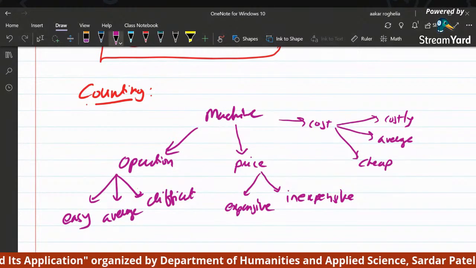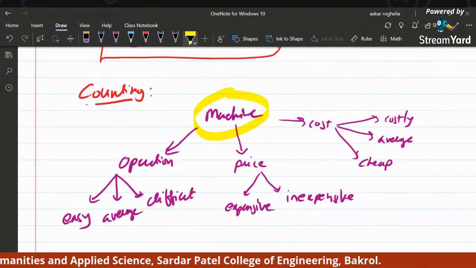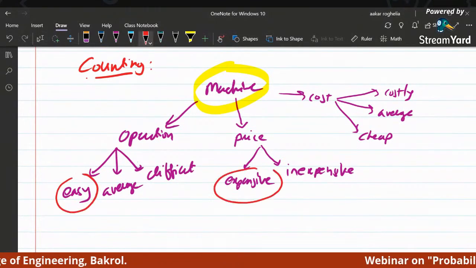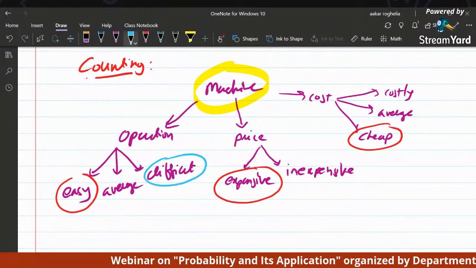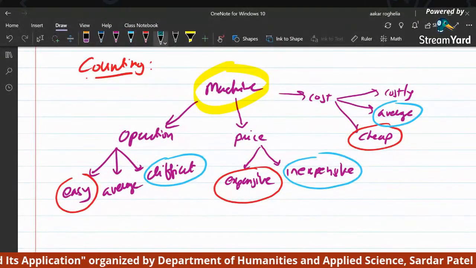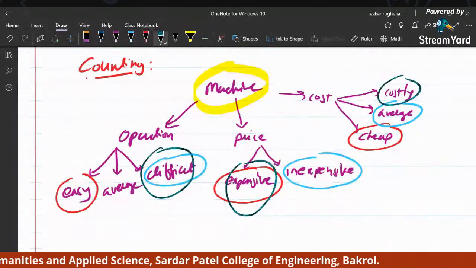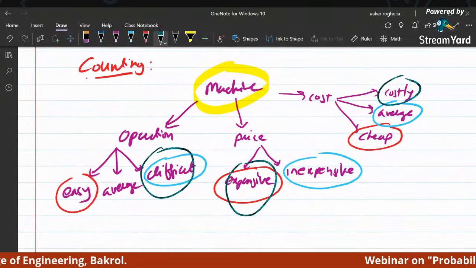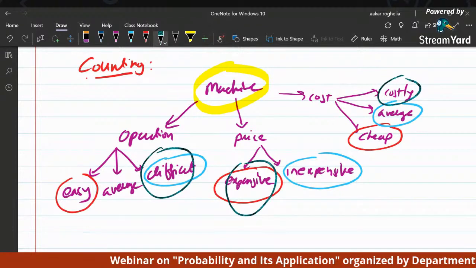So how many ways can we rate this machine now? These are the only possible things I have just seen. Then you can choose, for example, that it is easy to operate, expensive and cheap to repair, or you can choose that it is difficult to operate, inexpensive and average to repair, or difficult, expensive and costly. This way you have to list down all the outcomes. But these are just three possible things; if there are more things, what to do?